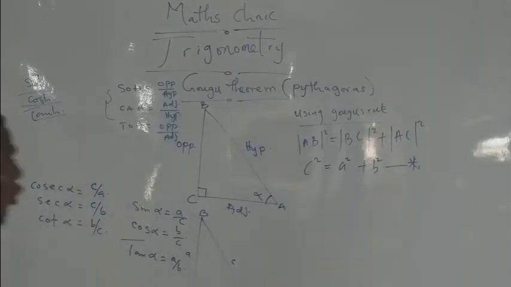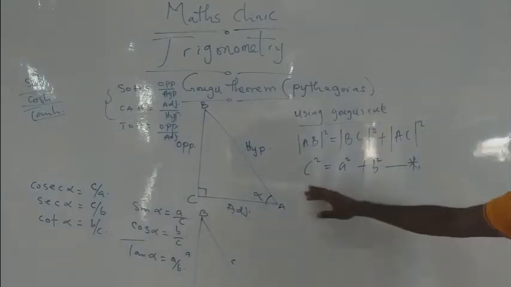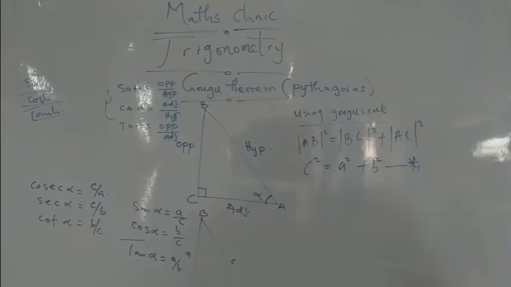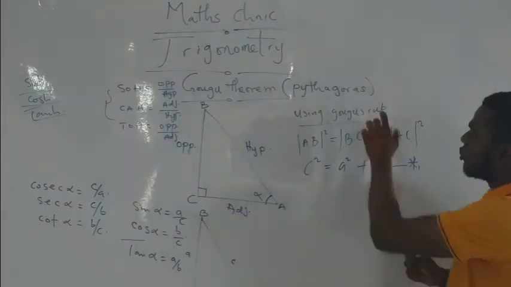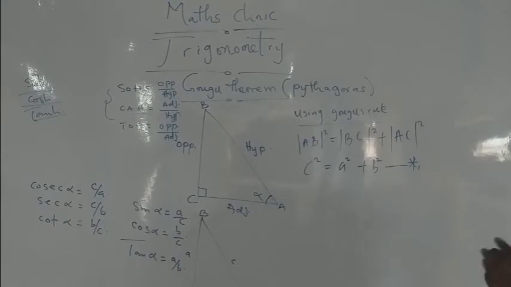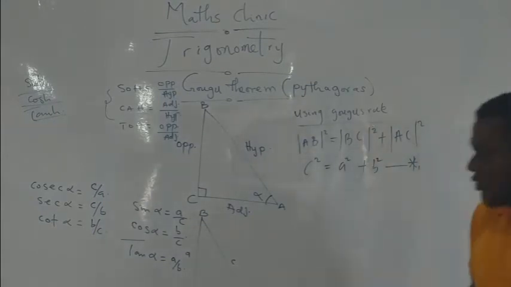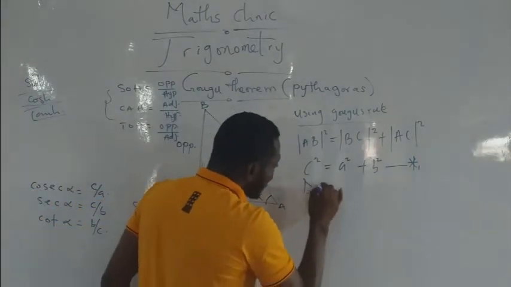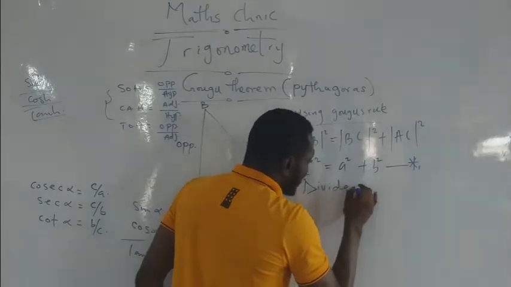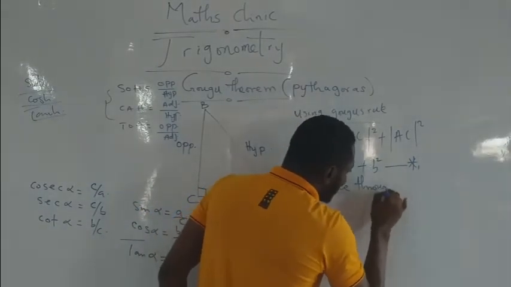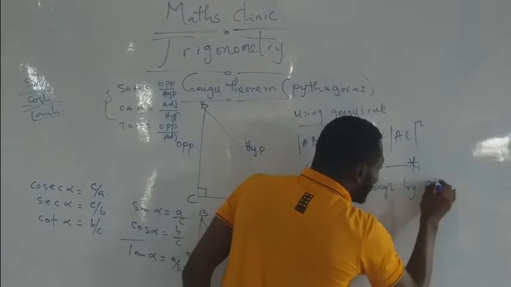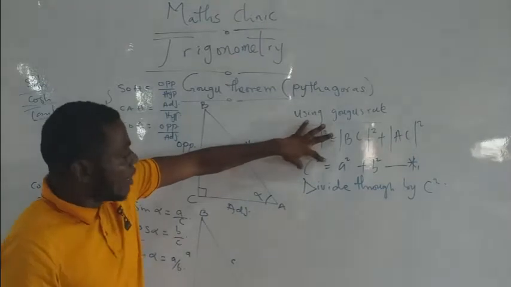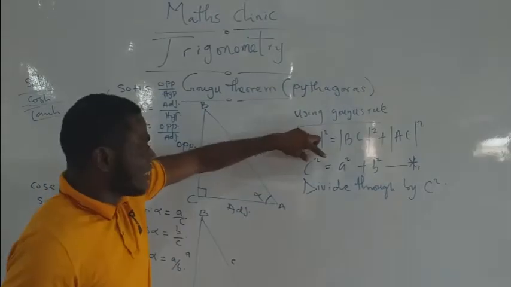So from here, we have C squared equals A squared plus B squared. We call this asterisk 1. This is gotten from Pythagoras theorem. Now we divide through by C squared. That's the rule: you divide by the first letter here.